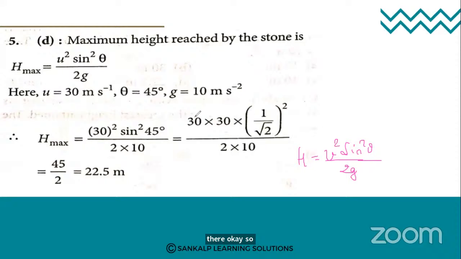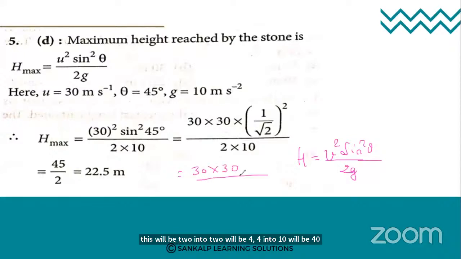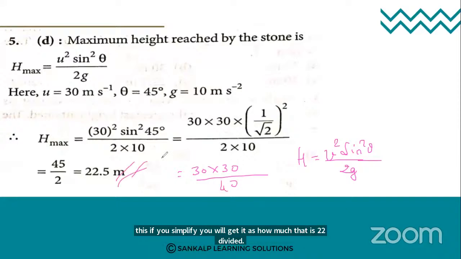So substitute all the values, that is 30 into 30 into 1 upon root 2 whole square divided by 2 into 10. This 1 upon root 2 whole square, if you square that, the root 2 will get cancelled, so it becomes 1 by 2. So this will be 2 into 2 is 4, 4 into 10 will be 40. If you simplify, you will get 22.5 meter is the answer.